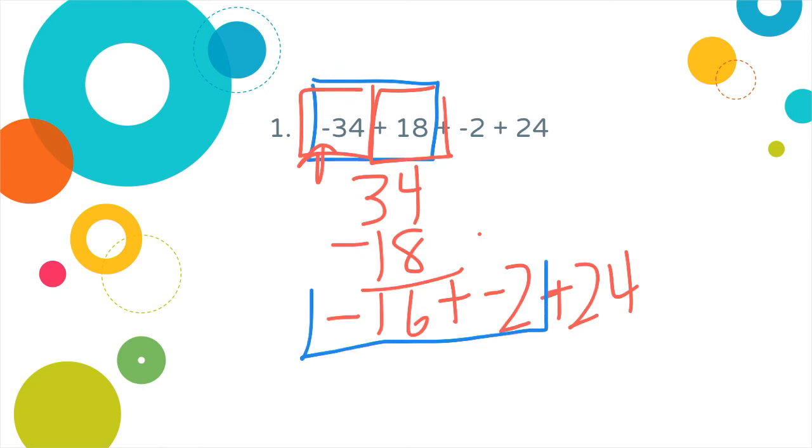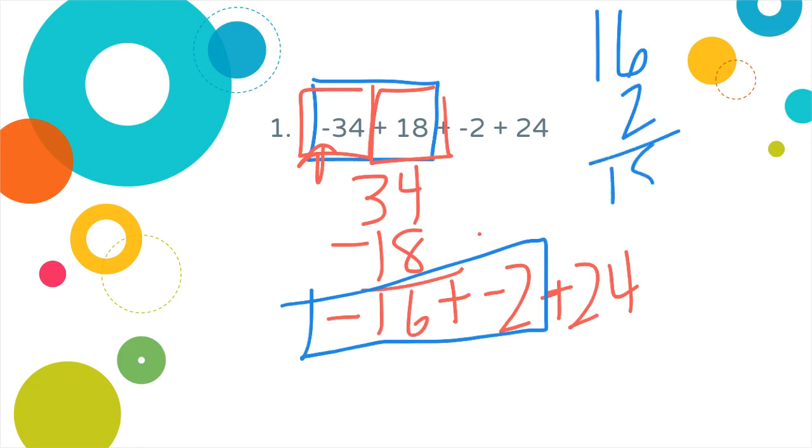Now let's look at the negative 16 and the negative 2. They're same signs, so you add and keep. 16 plus 2 is 18, and keep the sign, which was a negative. Negative 18, bring down the rest, we have positive 24.